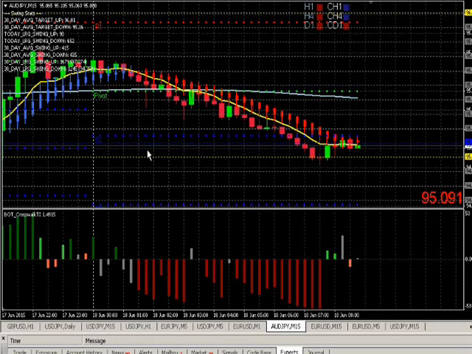Now, I'm going to go through and talk about how to read an oscillator, but while I'm doing this, I'm going to start something going, and I'm going to try and explain why I'm taking a trade. This is the Aussie Jap Yen, and we're not moving very much.